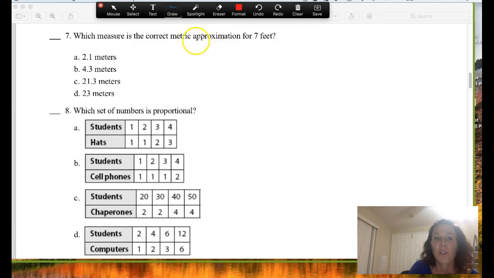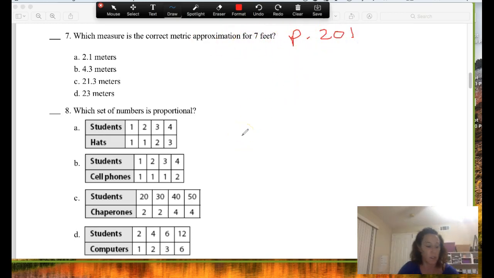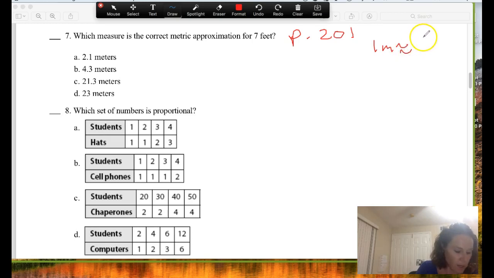Okay, which measure is the correct metric approximation for feet? Go ahead and look on page 201 for those conversions, and you can look up those conversions for the test. I don't mind if you look up conversions, okay? So I know how many feet are in a meter. That's what I need to know. And that I can see 1 meter is approximately, and this is rounded, 3.279 feet.